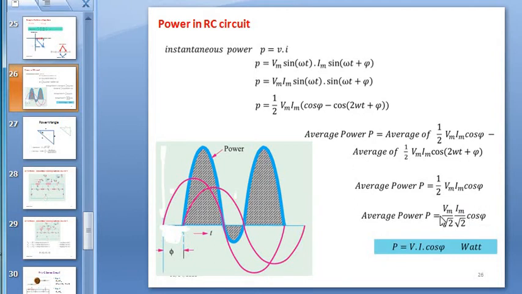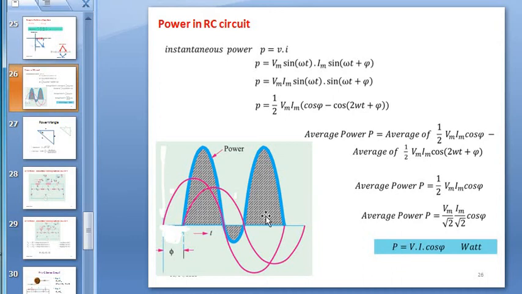What is Vm by root 2? It is nothing but the RMS value of voltage. What is Im by root 2? It is the RMS value of current. Therefore, the average power consumed by the RC circuit is also given by P equals VI cos phi, and the unit of power is watts. This is the same as the power obtained for the RL circuit. The power absorbed in the RL circuit and RC circuit is the same: P equals VI cos phi.